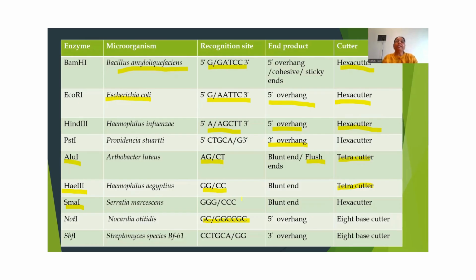And accordingly, depending on how many nucleotides they consist of, they are called a hexacutter, tetracutter, or 8 base cutter. I think you have understood this chart.